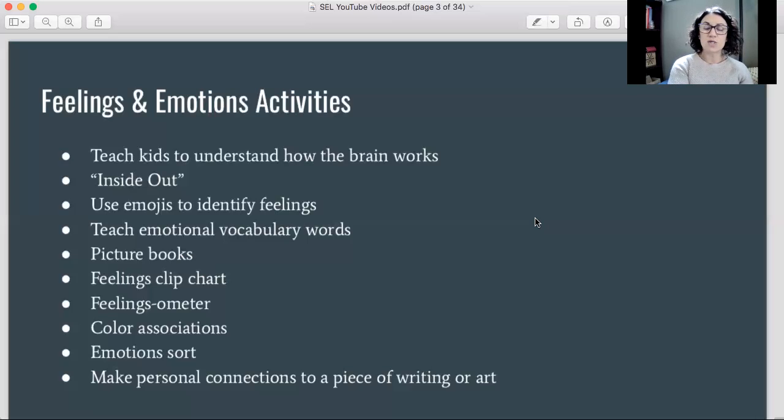And the last one is great really for any age, but particularly as our kiddos get a little bit older: helping them make personal connections to writing and art and how that makes them feel. And what part of that writing or what part of that artwork is conveying that feeling or making them feel that way. That's a great activity.